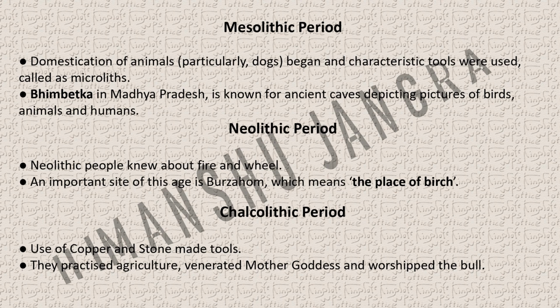Mesolithic period. Domestication of animals, particularly dogs, began and characteristic tools called microliths were used. Bhimbetka in Madhya Pradesh is known for ancient caves depicting pictures of birds, animals, and humans. Neolithic period. Neolithic people knew about fire and the wheel. An important site of this age is Burzahom, which means the place of birch. Chalcolithic period. Use of copper and stone-made tools. They practiced agriculture, venerated the Mother Goddess, and worshipped the bull.